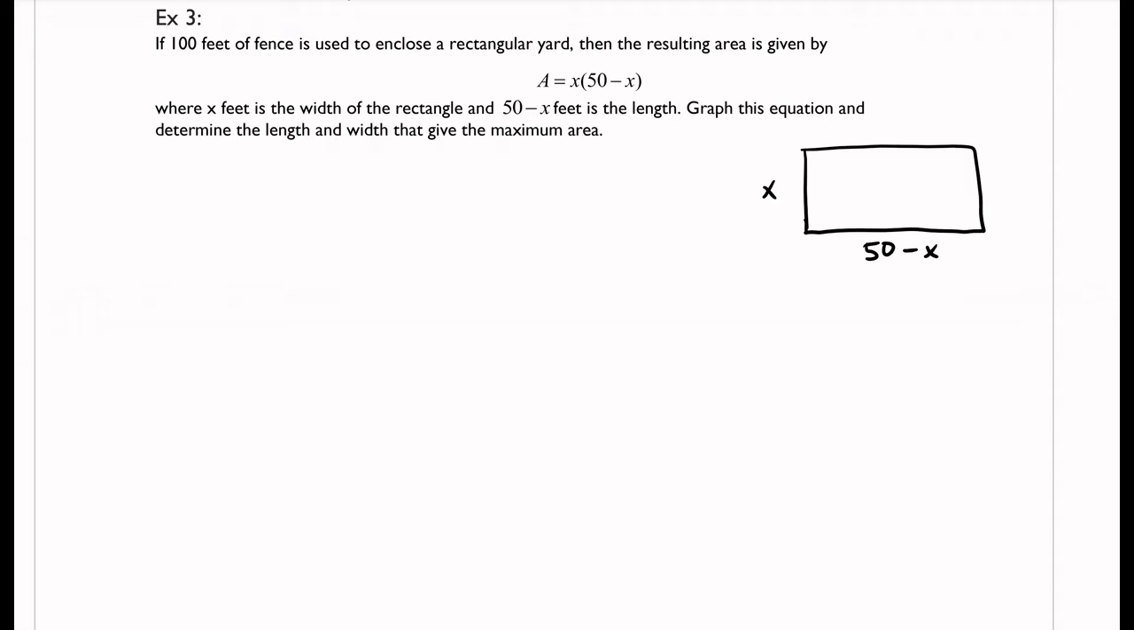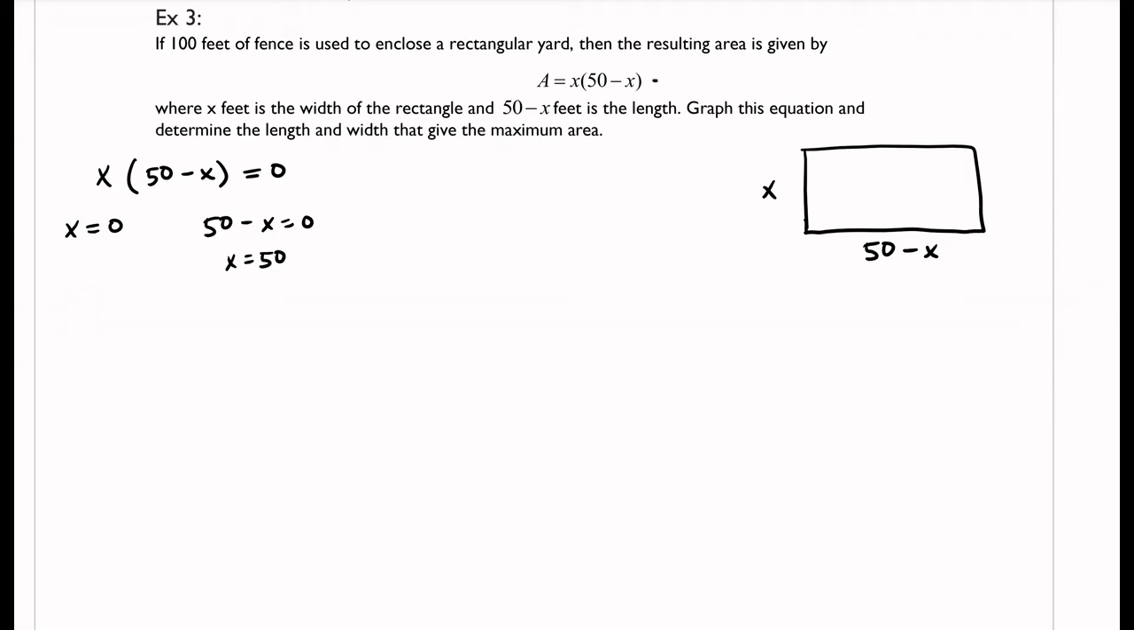So one thing that I want you to note here is this is already in factored form. We have x times 50 minus x. And so if we set this equal to 0, it's going to be nice and simpler for us to find the x-intercepts because the zero product principle allows us to set each of these things equal to 0. And so we have x equals 0 and x equals 50. That is what our graph is going to look like with those x-intercepts.